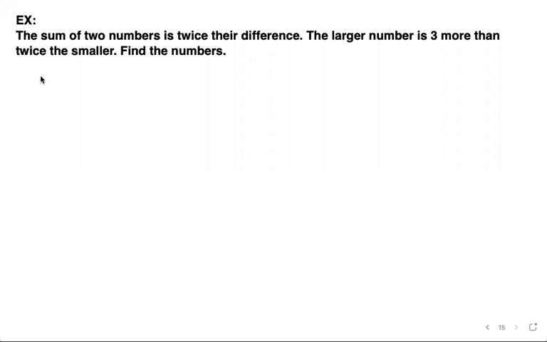So I have two numbers. The sum of these two numbers is twice their difference, and the large number is 3 more than twice the smaller. So I can define x as the large number, and I can define y equals the smaller number. So the first thing I identify is the variables: I have the large number and the small number.